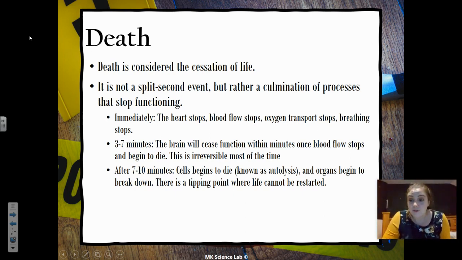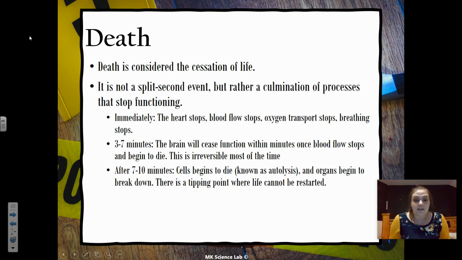3 to 7 minutes after those things have stopped, the brain will cease function within minutes once blood flow stops and begins to die. This is irreversible most of the time. So if you've heard of people suffering from brain death, it's because the heart stopped, blood stopped, oxygen stopped. Then their brain starts to die a few minutes after. If too many brain cells die, there really isn't a way to bring that person back.